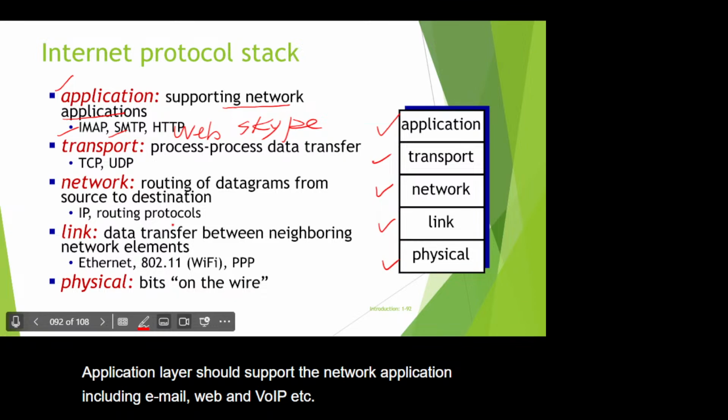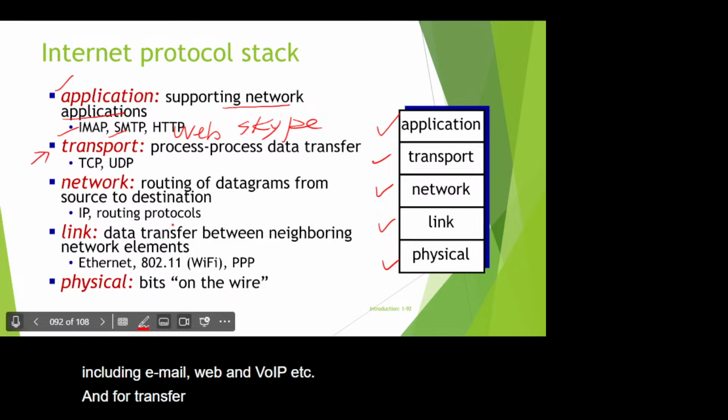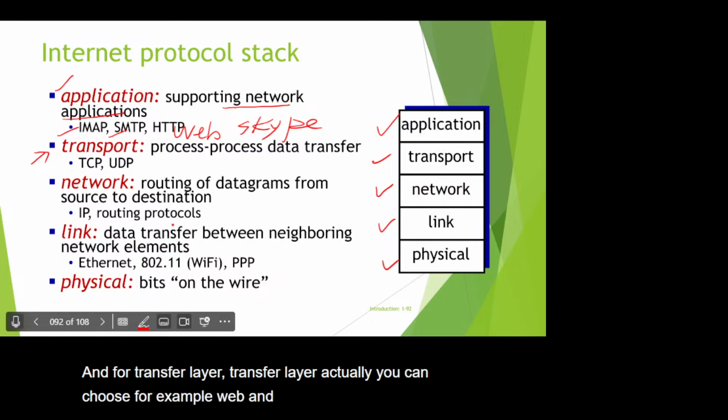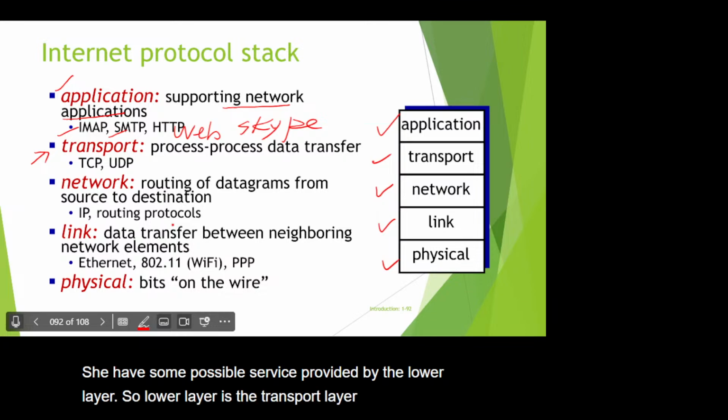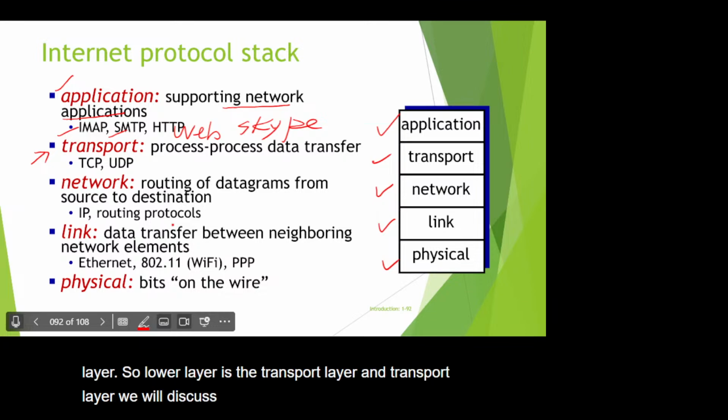And for the transport layer, actually you can choose, for example, web, and then the web should have some possible service provided by the lower layer. So the lower layer is the transport layer. And the transport layer we will discuss in another chapter, including TCP, UDP.